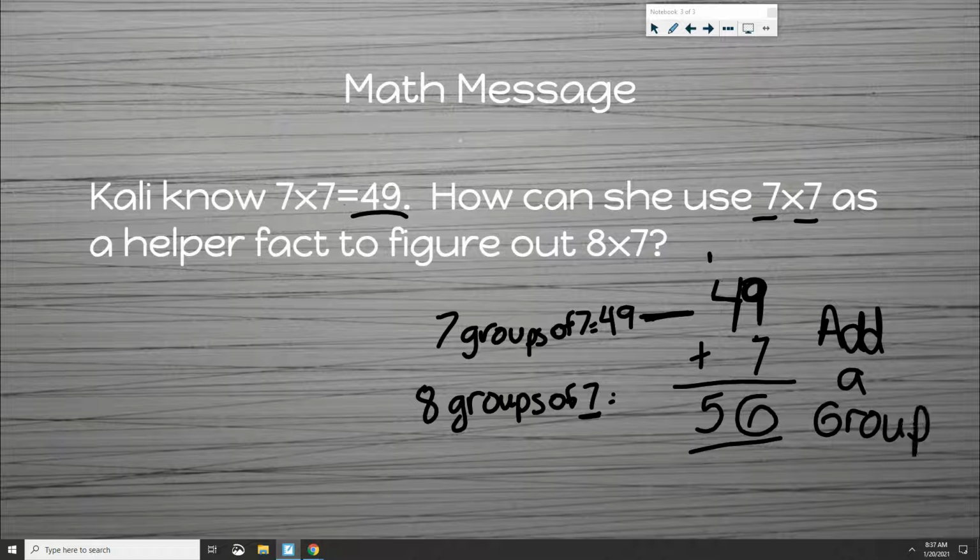You could use any of the other strategies except for subtract a group. Subtract a group wouldn't work. But if you had said equal shares, if you had said draw a picture, if you had said skip count, any of those would work. But add a group is how I solved it here.